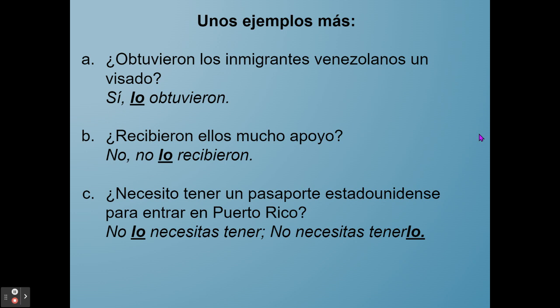And finally, for the C answer, you're going to have two different ways of writing it. One where you're going to have the direct object pronoun in front of the conjugated verb, and another one where you'll have it attached to the end of the infinitive, the second unconjugated verb. Both options are equally correct. So say we have, ¿necesito tener un pasaporte estadounidense para entrar en Puerto Rico? So un pasaporte estadounidense is your direct object. You can answer by saying no lo necesitas tener or no necesitas tenerlo. These are equally correct. I would advise writing down the one that you feel is going to work best for you. If you want to do both, you certainly may.